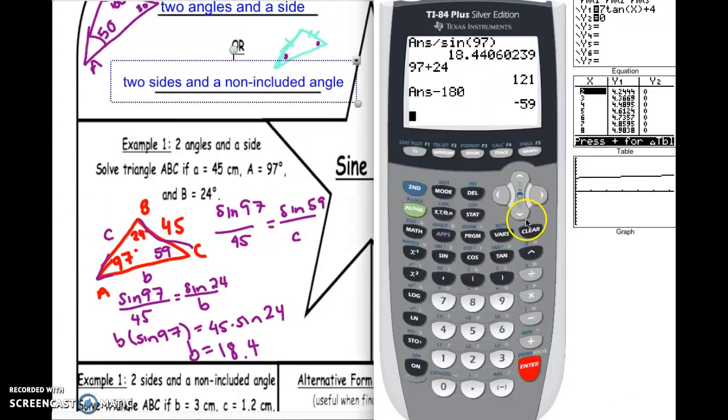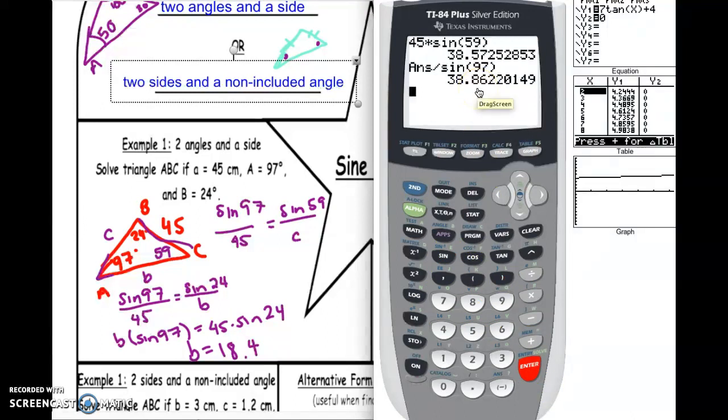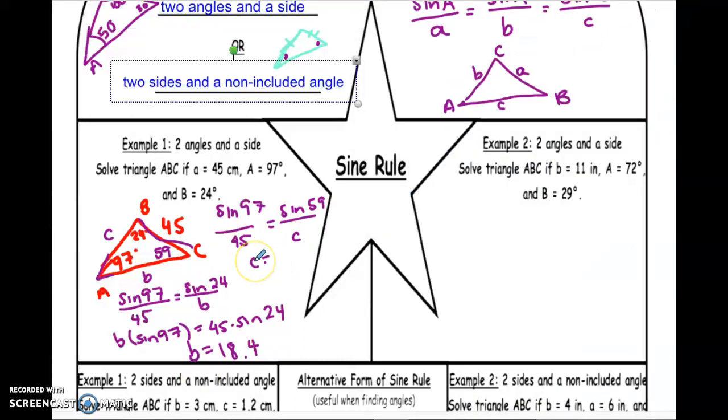All right, so if you need to write out the steps, go ahead and write out the steps. But we're going to end up with 45 times sine 59, and that number divided by our sine 97. And so we get that side C would be 38.9.